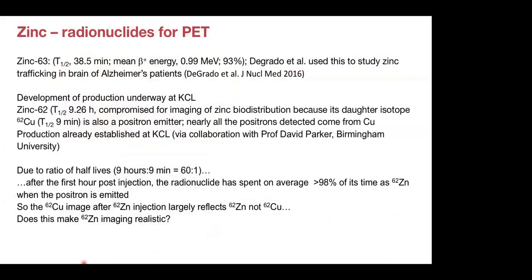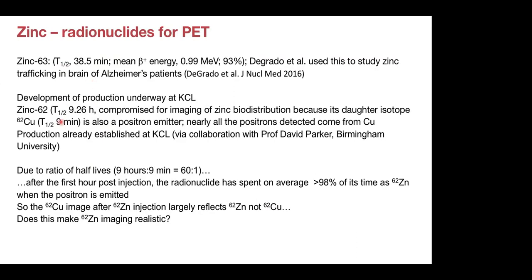So moving on to zinc. Zinc 63 is the radionuclide that has been used recently by other groups. It has a very short half-life of 38 minutes, so it's quite limited in what it can do. But DeGrado and colleagues at the Mayo Clinic used it to study zinc trafficking in animals and, like us, in the brains of Alzheimer's patients.